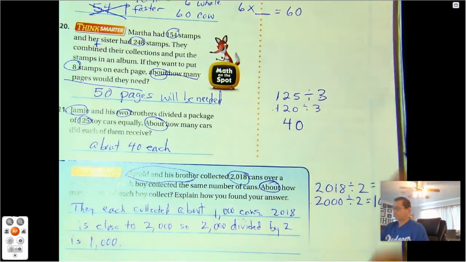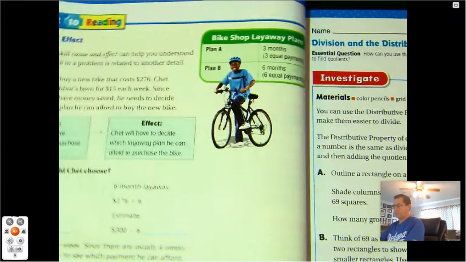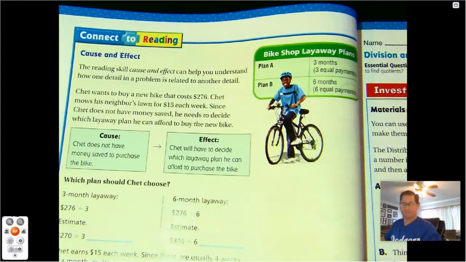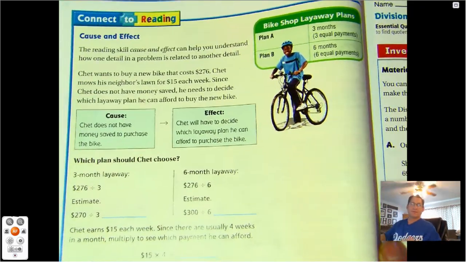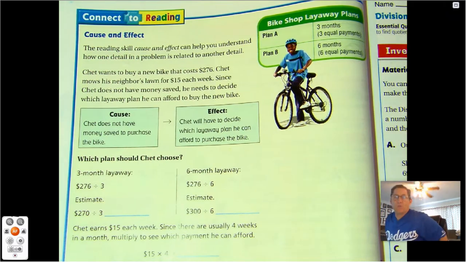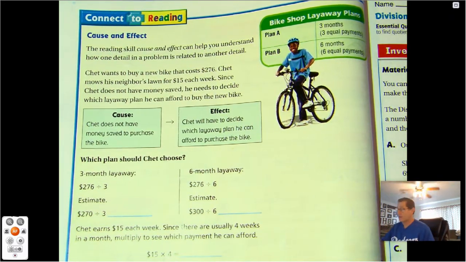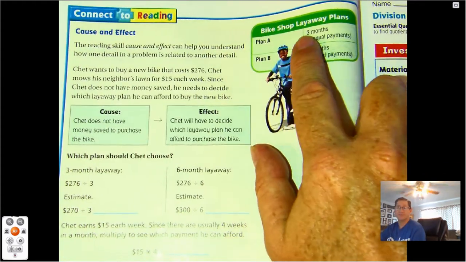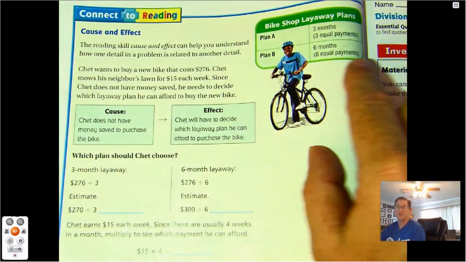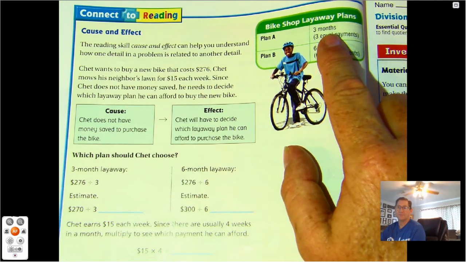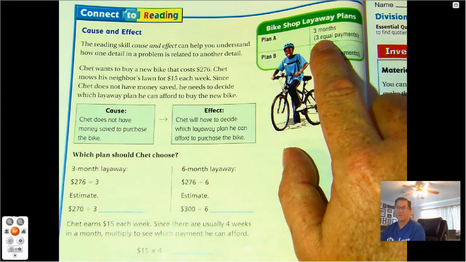All right, page 162, cause and effect. So the reading skill cause and effect can help you understand how one detail in a problem is related to another detail. And so we have a table up here. We see bike shop layaway plans. And there's 2 plans, plan A, plan B. One's a 3-month plan and one's a 6-month plan. So the 3-month plan means you're going to have 3 equal payments. And the 6-month, you're going to have 6 equal payments.